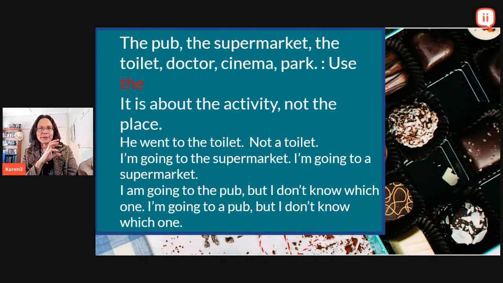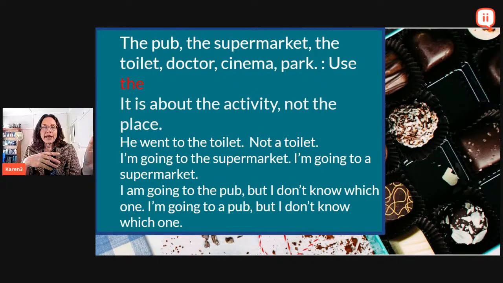I'm going to the pub. I'm going to go drinking with my friends or whatever. But I don't know which one. Okay, so I'm going to the pub. In other words, I'm going to go drinking. But I don't know which one. That's fine. It's not about specificity here. It's not about being specific. It's about drinking, the activity. I'm going to the pub, but I don't know which one. You can say I'm going to a pub, but I don't know which one.